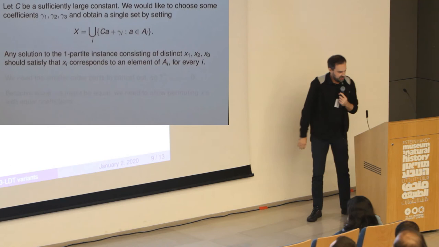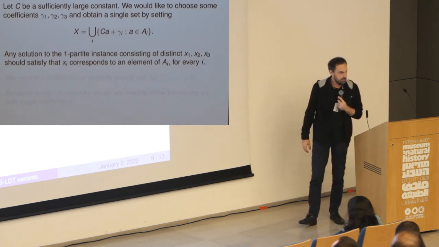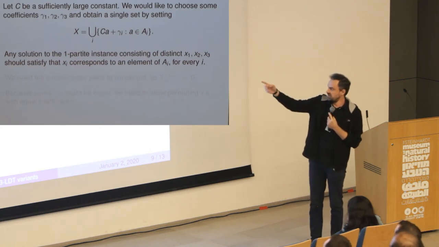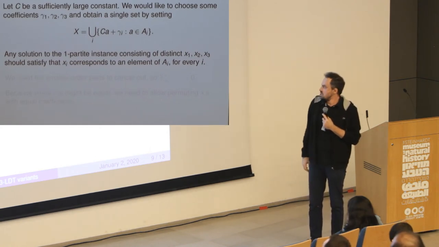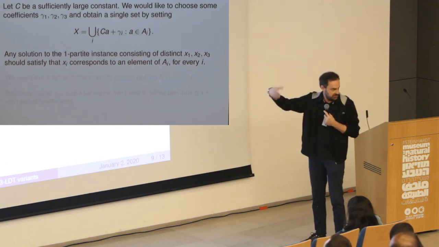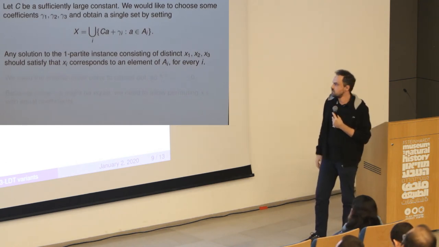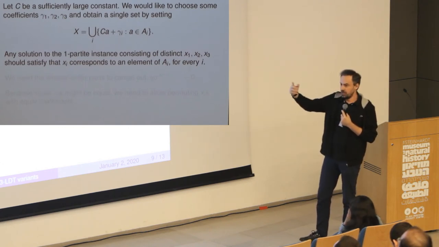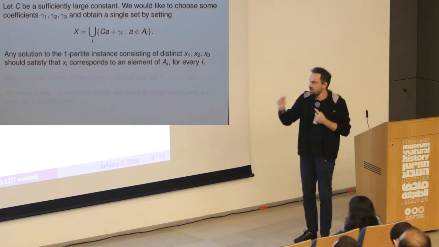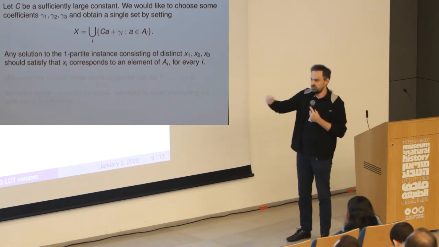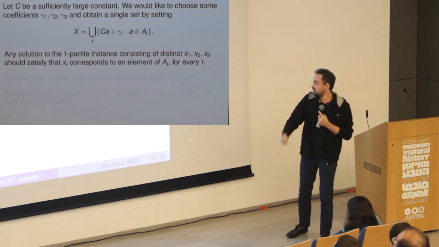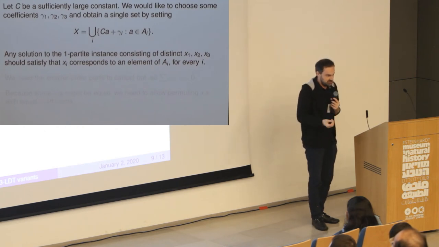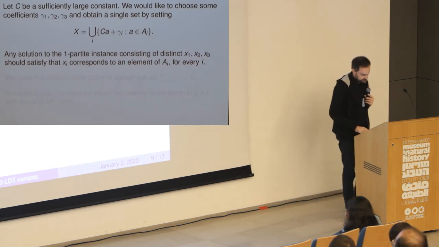Now the question is, can you choose this C and gamma_i's in such a way that a solution to the one-partite instance, with a single set consisting of three distinct numbers, because that's how I defined LDT, should satisfy that x_i corresponds to an element of A_i? By choosing those gammas, you would like to make sure that x1 comes from A1, x2 comes from A2, and x3 comes from A3. Can you come up with such coefficients? For 3SUM, it's known and it's easy to design such coefficients.